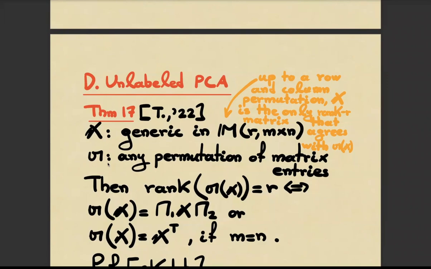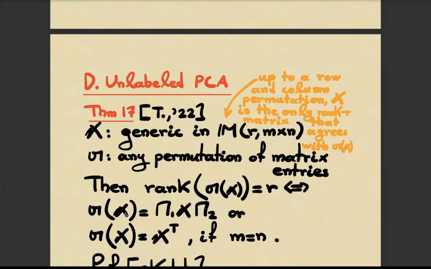Let pi be any permutation of the matrix entries. Then the rank of the permuted matrix is equal to R if and only if the permuted matrix is a row and column permutation of X, or if the permuted version of X is the transpose of X in case M is equal to N. So what this theorem says is that up to a row and column permutation, X is the only rank R matrix that agrees with pi of X.